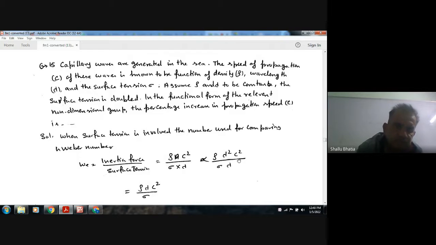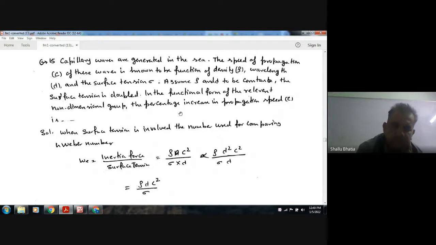As these waves are a function of surface tension, the non-dimensional number, the Weber number, should be the same for the two conditions. According to the first condition, the speed of propagation is c, density is rho, wavelength is lambda, and surface tension is sigma. Assume rho and lambda to be constant. Now in the second condition, rho and lambda are constant, and surface tension is double. So we have to find the percentage increase in speed.